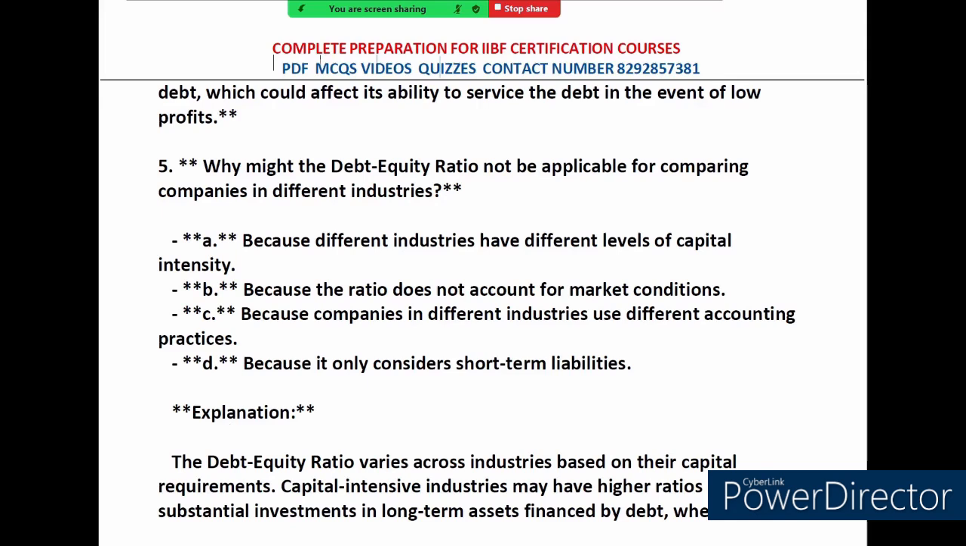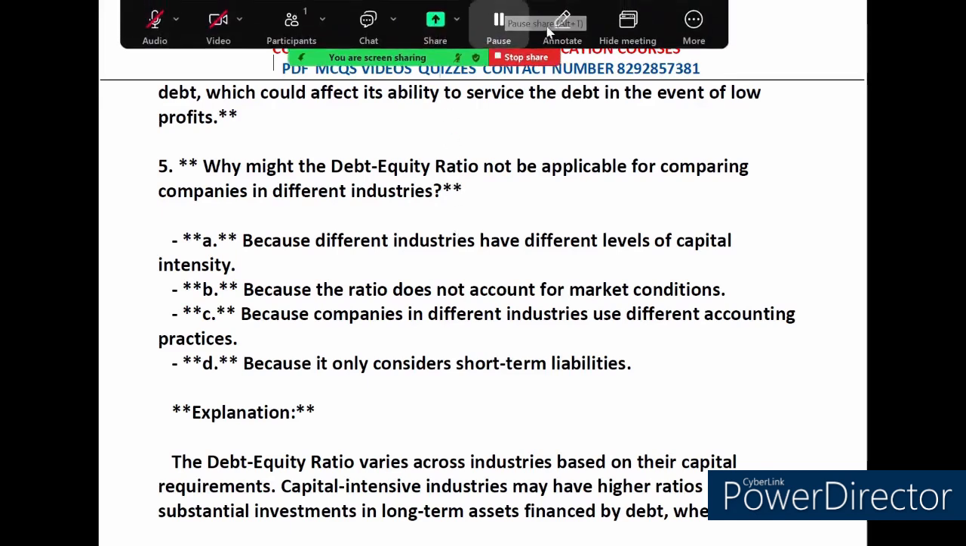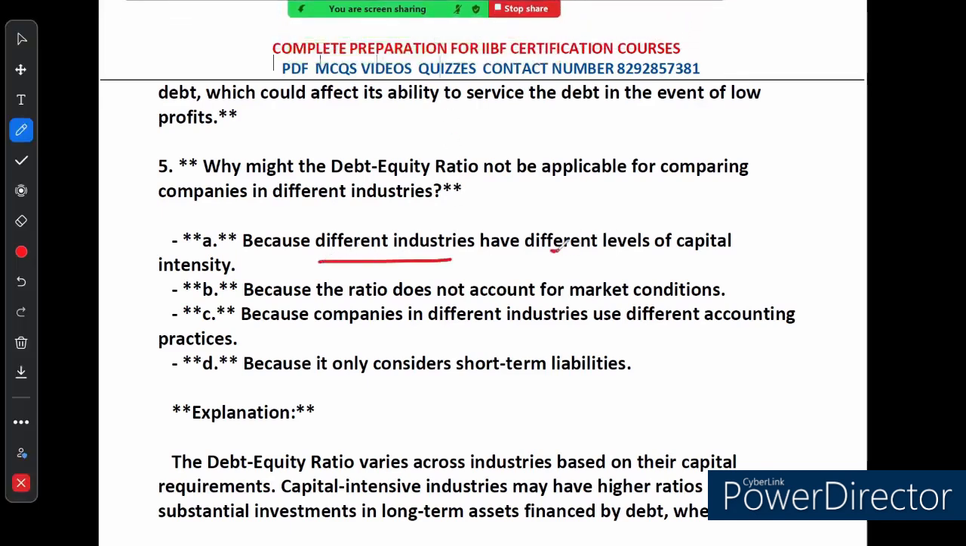The next question says: why might the debt equity ratio not be the best tool for comparing companies in different industries? Very good question. So there are 4 options given. Option A says because different industries have different levels of capital intensity. So what do you think? This is the correct answer.